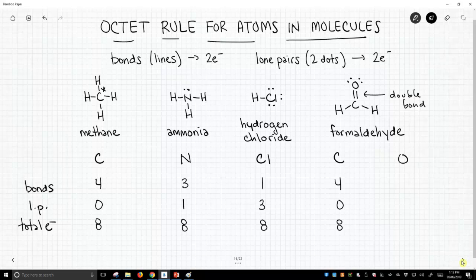And the oxygen has that same double bond that counts as 2 bonds. It has 2 lone pairs, 4 dots, and that counts as 8 electrons. So indeed, all these atoms do satisfy the octet rule, and for stable organic molecules, almost always our atoms will indeed follow the octet rule.